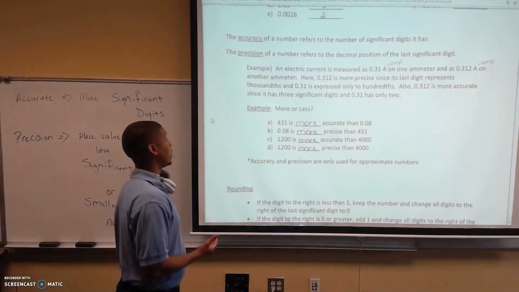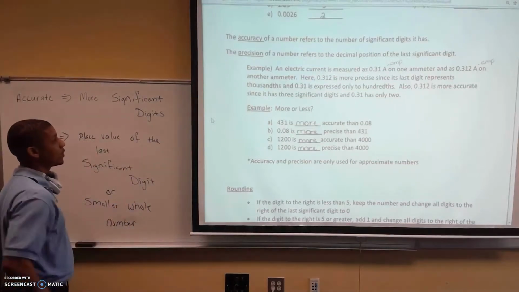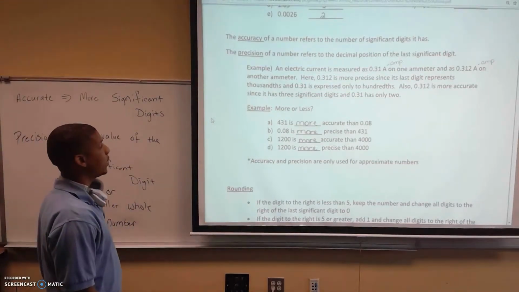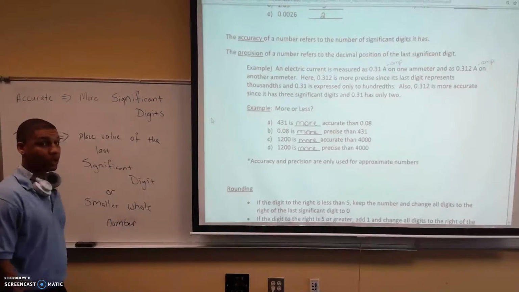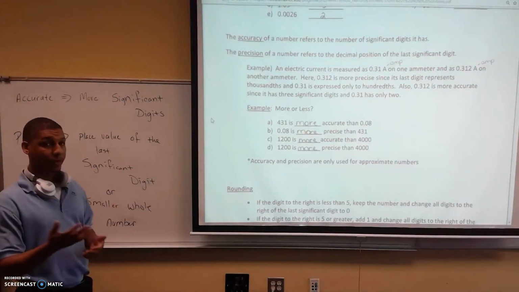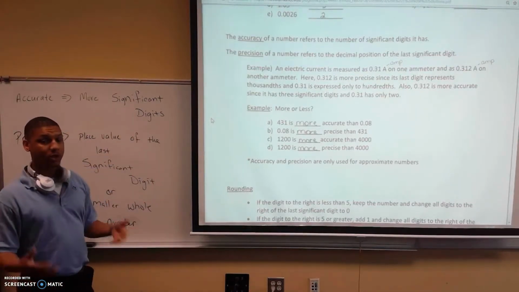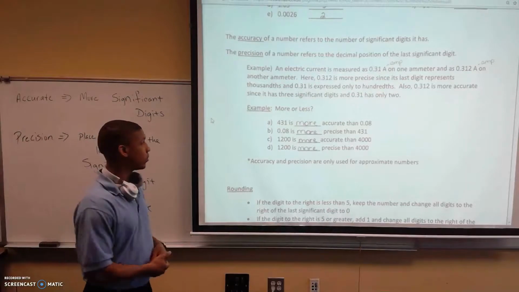So in this video, we're going to go over accuracy and precision. The first part states that the accuracy of a number refers to the number of significant digits it has. So if we compare two numbers and we count the significant digits for each number, the one that has the most significant digits is going to be the most accurate.